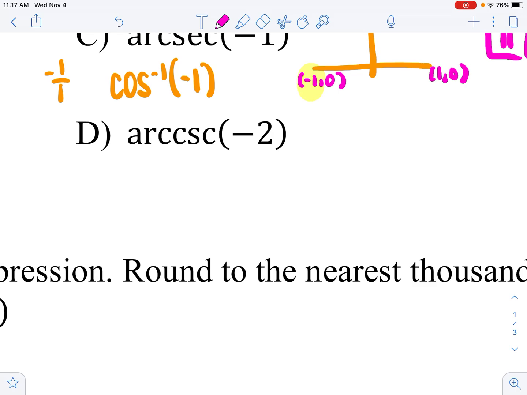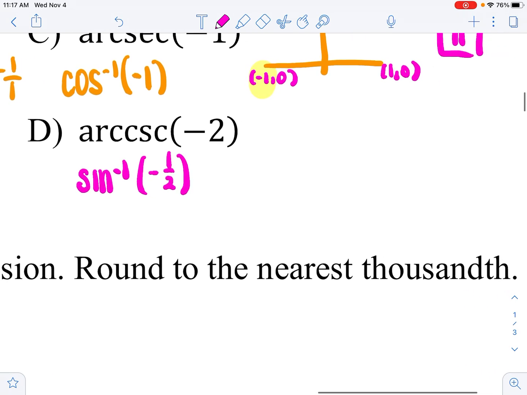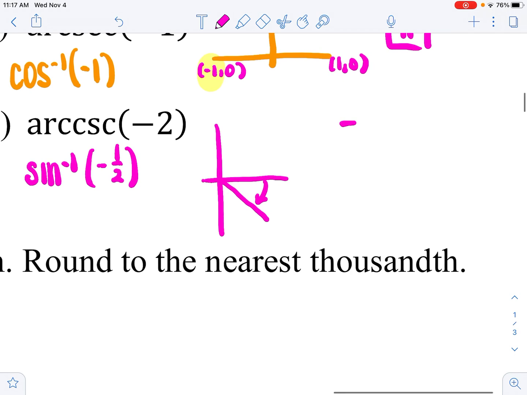All right, last one. Arc cosecant of negative 2. I don't have cosecants memorized, so I'm going to take the reciprocal, which is sine inverse. And then I'll take the reciprocal of negative 2, which is negative 1/2. Sine inverse is defined in my first and fourth quadrant. It's negative in the second quadrant. So this is going to be a negative answer.